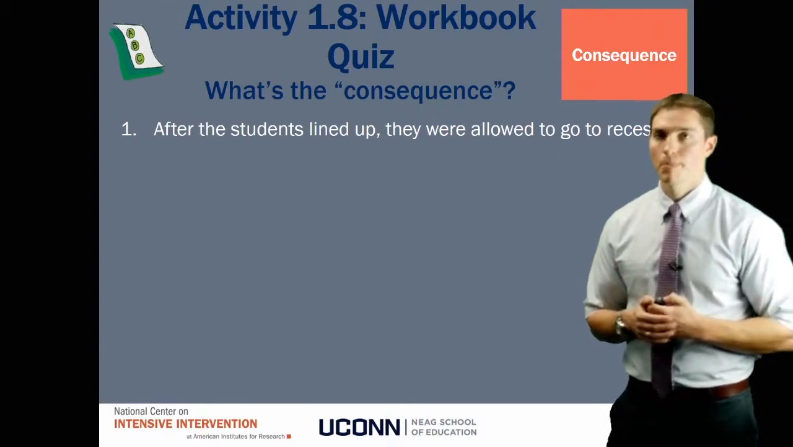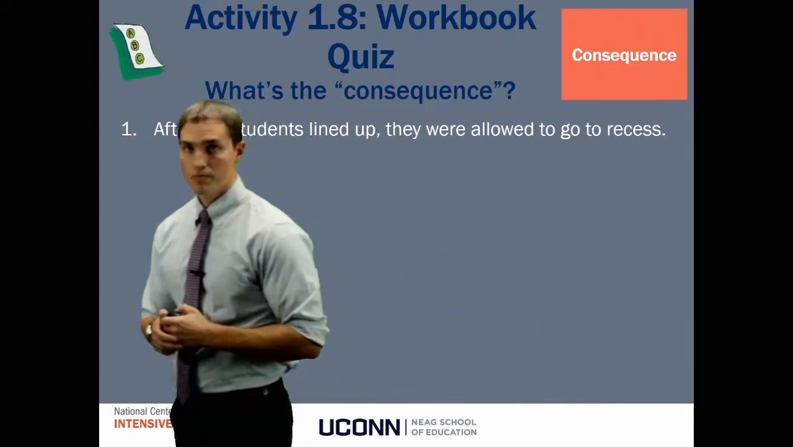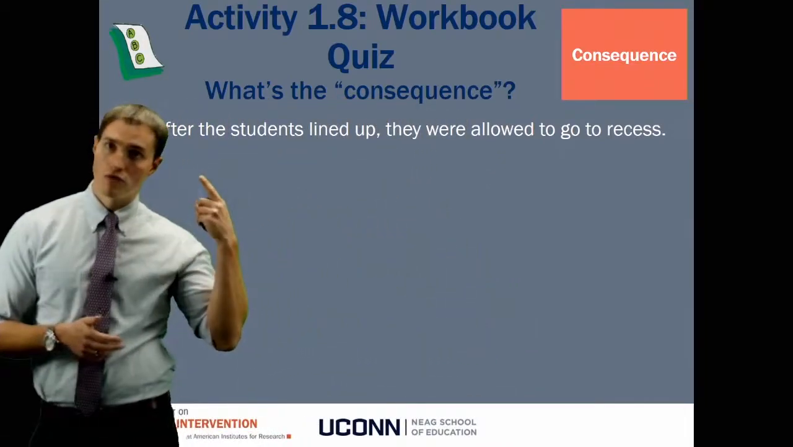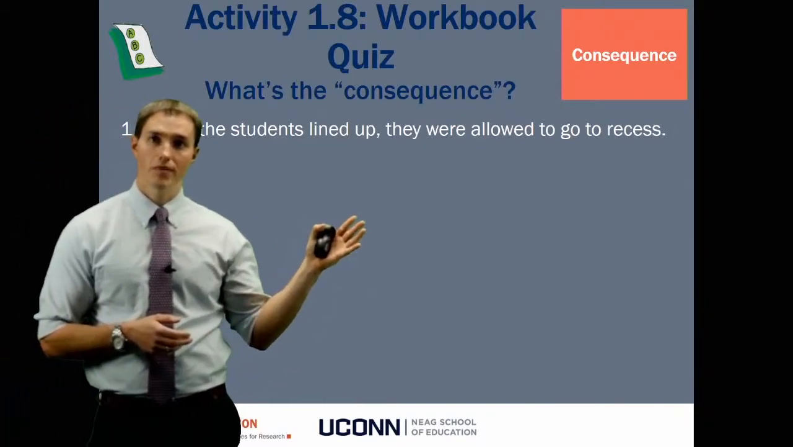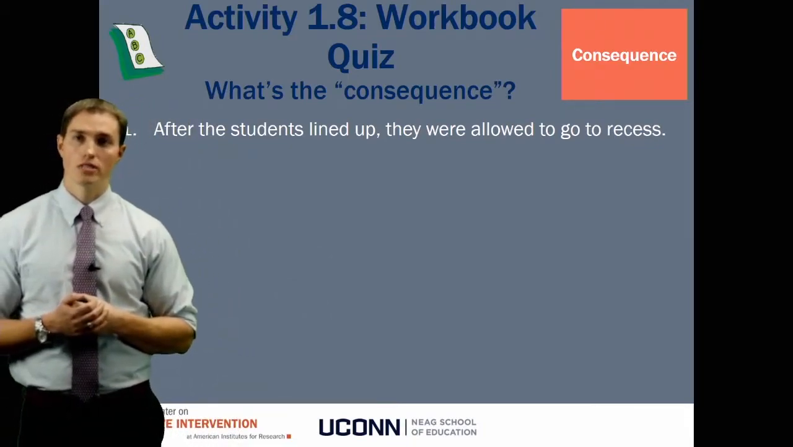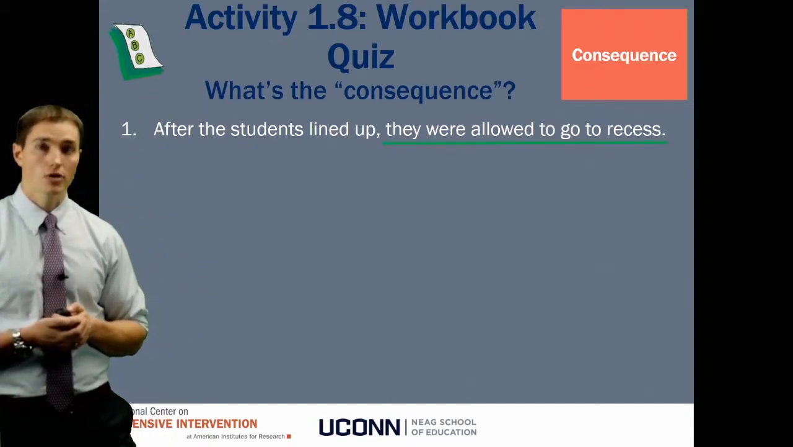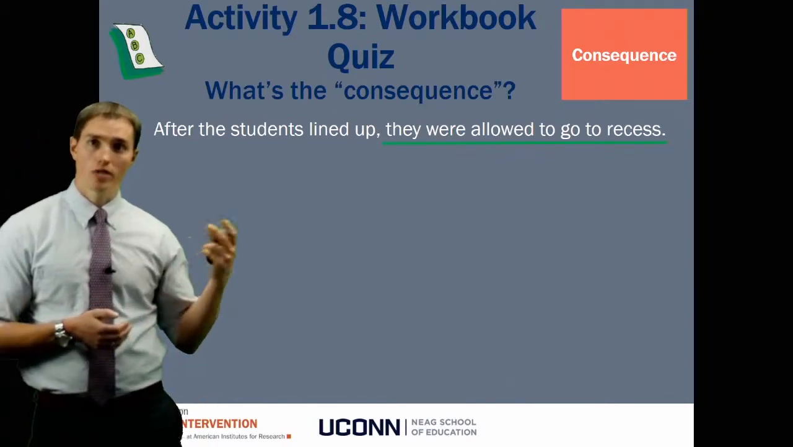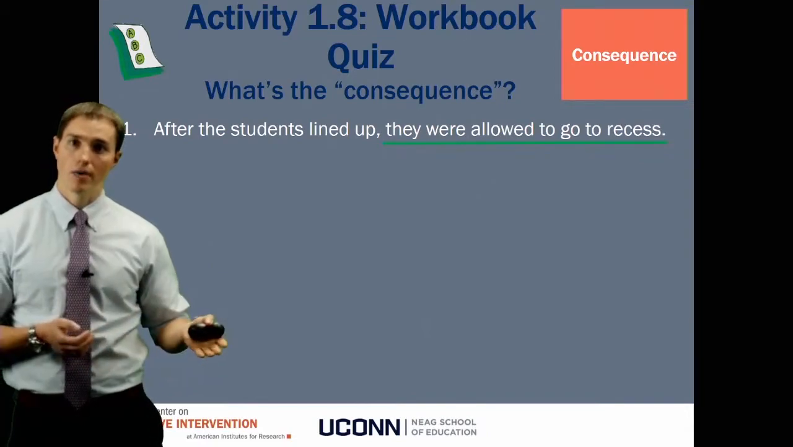So number one, after the students lined up, they were allowed to go to recess. So quickly, you probably now can almost fluently identify the antecedent or trigger here. You can likely see the behavior that's at play. So what I'm going to ask you to do is to underline what is the consequence that occurred immediately following the behavior. You may have underlined the students were allowed to go to recess. That is a consequence or the outcome that came immediately following the students' behavior here, which was them lining up at the door appropriately.